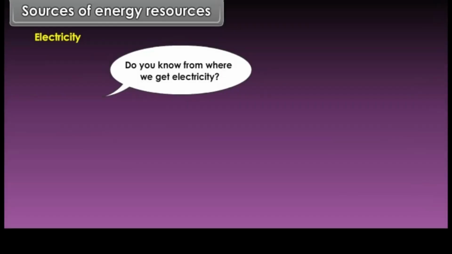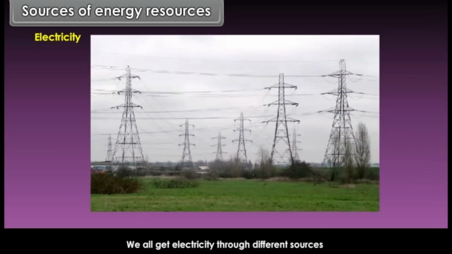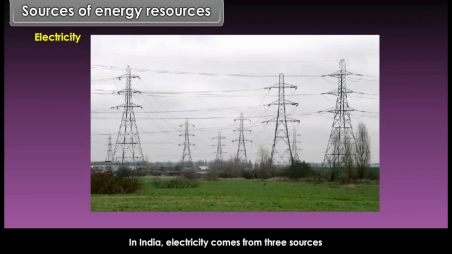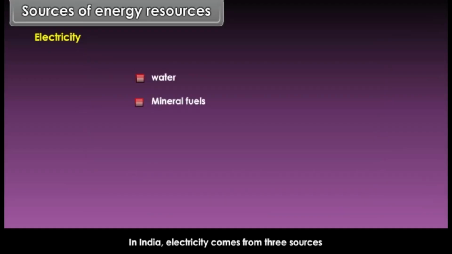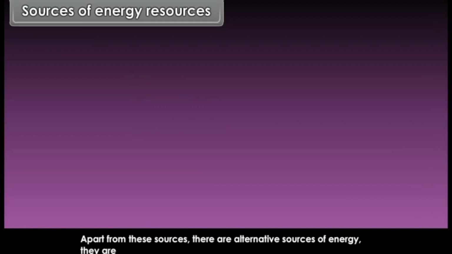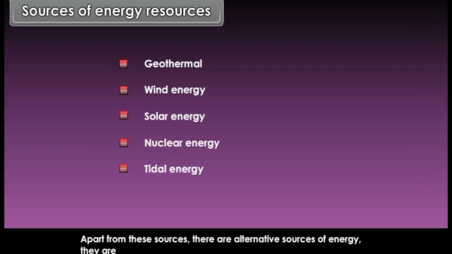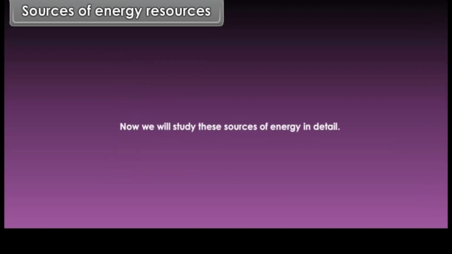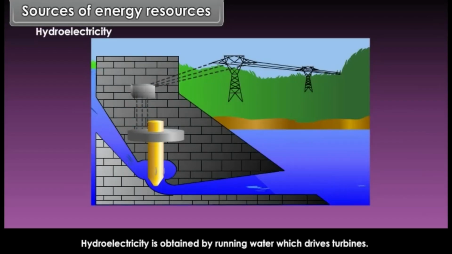Electricity. Do you know from where we get electricity? We all get electricity through different sources. In India, electricity comes from three sources: water, mineral fuels, and atomic minerals. Apart from these sources, there are alternative sources of energy. They are geothermal, wind energy, solar energy, nuclear energy, and tidal energy. Now, we will study these sources of energy in detail. Hydroelectricity. Hydroelectricity is obtained by running water which drives turbines.